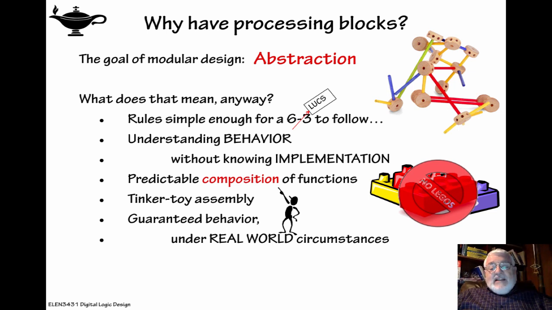We want to have a predictable composition of functions. Okay, a predictable composition of functions, which means we want to be able to combine functions and know what kind of result we're going to have once we do that. We sort of want to have a tinker toy assembly. We want to be able to take these blocks and put them together. That's the composition. And or like Legos, that was the MIT thing, but in Lamar EE we have no Legos a lot. And we want guaranteed behavior.